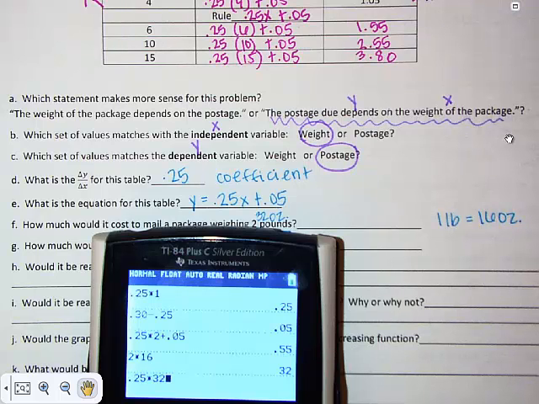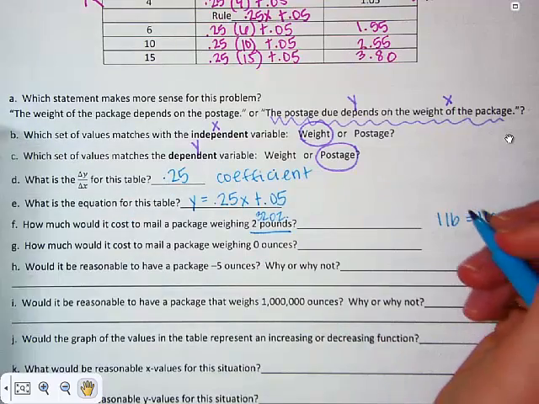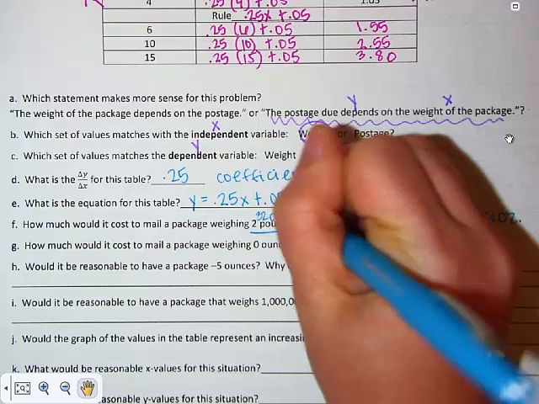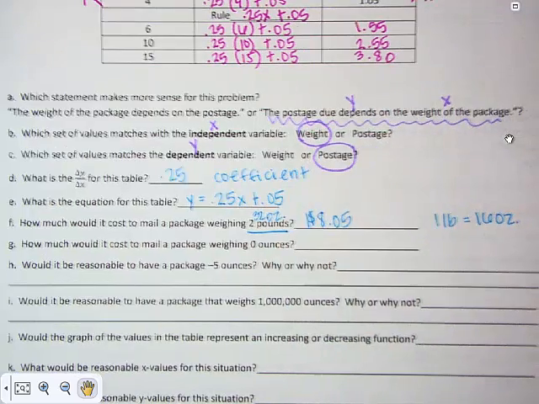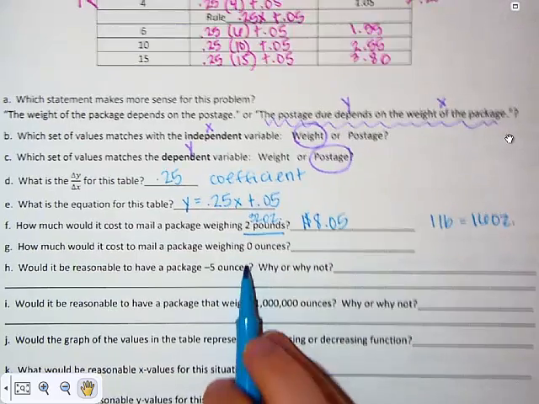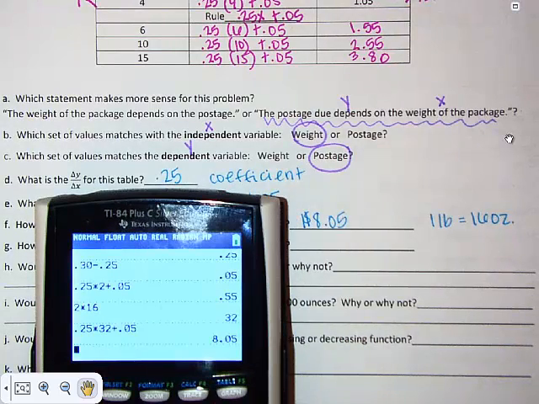0.25 times 32 plus 0.05, and I end up with $8.05. Alright, how much would it cost to mail a package weighing 0 ounces? Well, technically, guys, if you're mailing a package that weighs 0 ounces, you're not mailing anything, so you wouldn't pay anything. But what they're really asking us to do is to plug in 0 for x to our equation. And so let's do that right now.